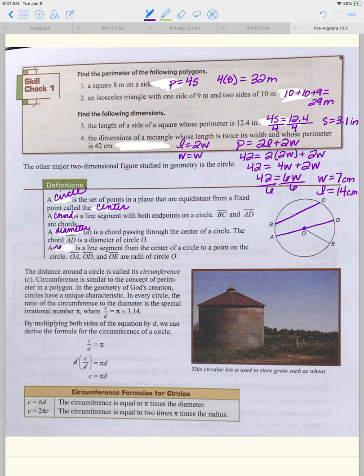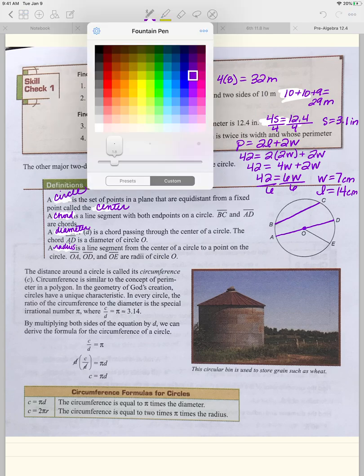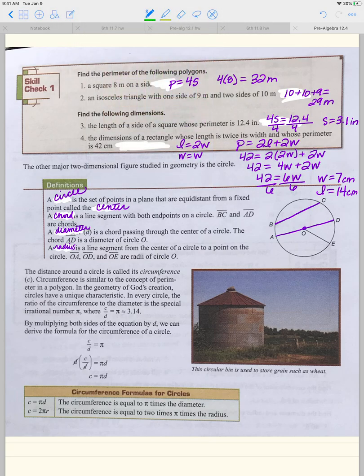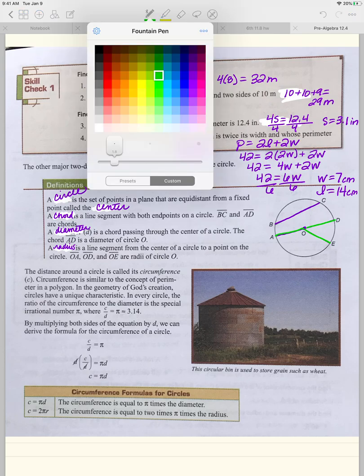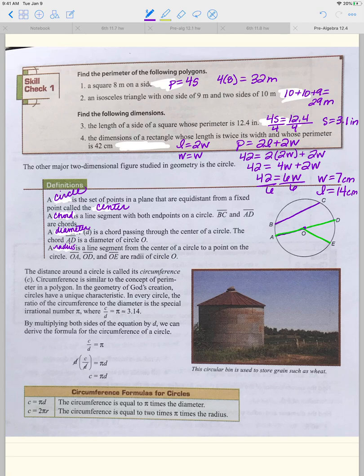Lastly, we have radius, and a radius is a line segment from the center of a circle to a point on the circle. Let's do this. So OA, that is a radius, okay? OD, that is a radius. OE, that is a radius, okay? Those are all radii, that's plural for radius. Those are all radii of circle O. Notice that we name the circle after the center of the circle. So this is circle O.